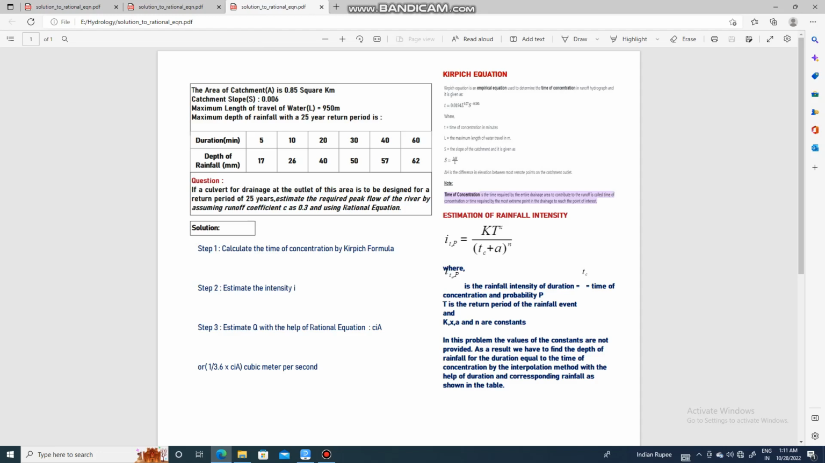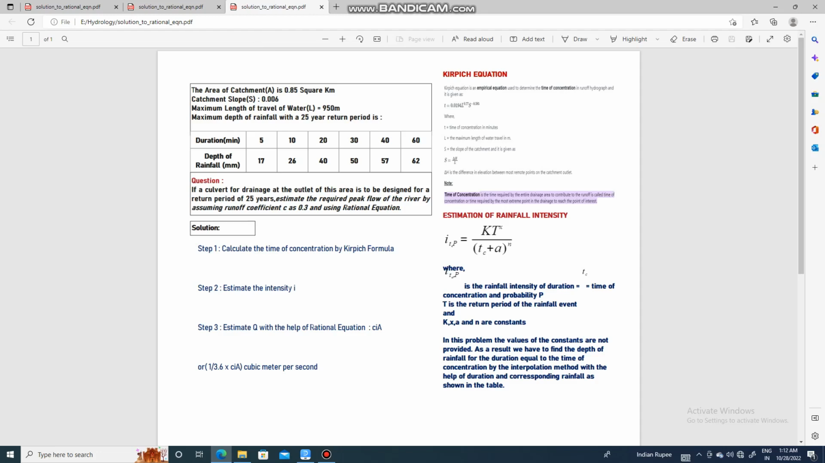Now the question is, if a culvert for drainage at the outlet of this watershed area is to be designed for a return period of 25 years, estimate the required peak flow of the river by assuming runoff coefficient C as 0.3 and using the rational equation.